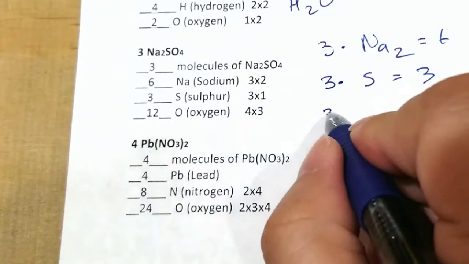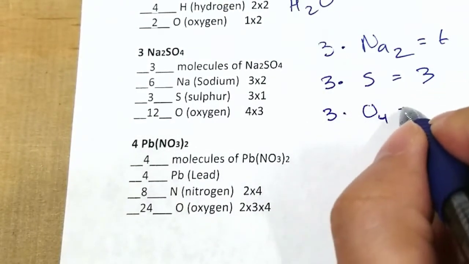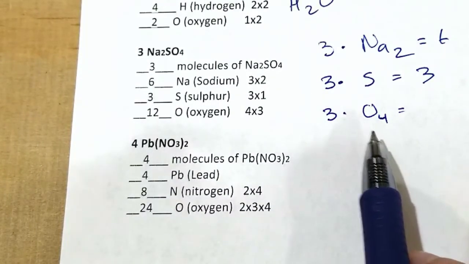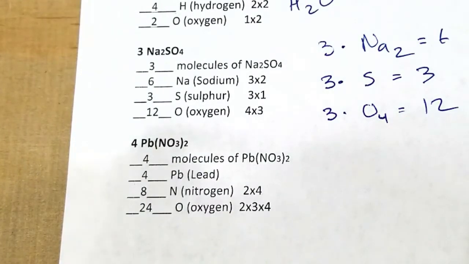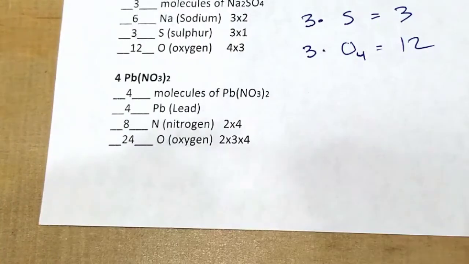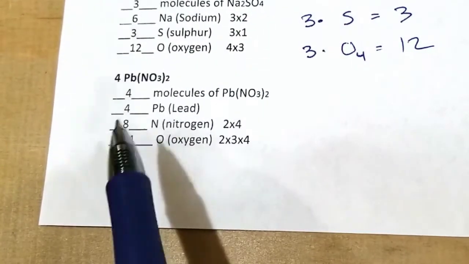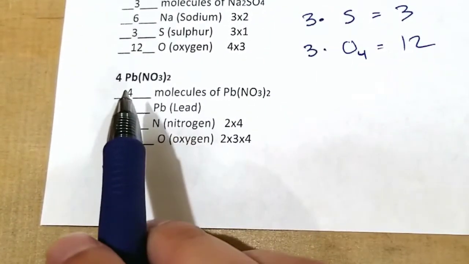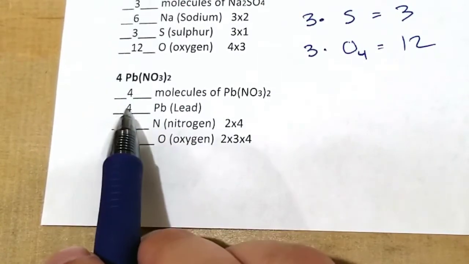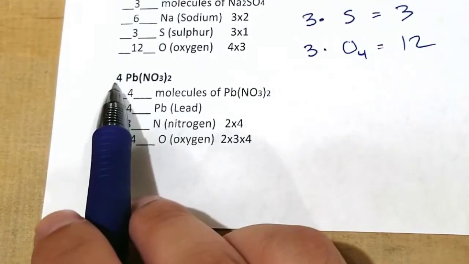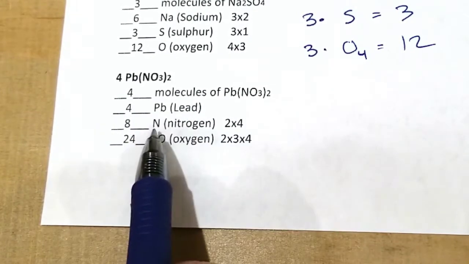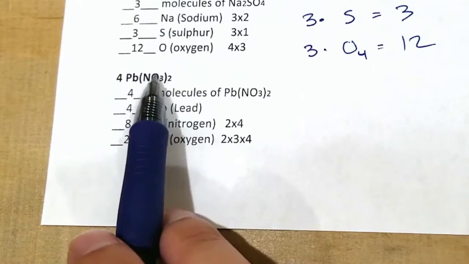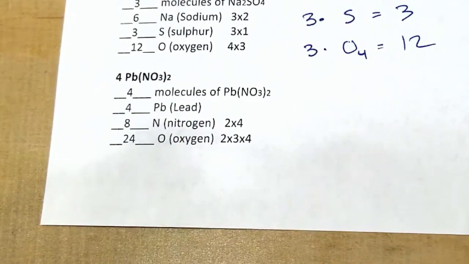And then 3 times the O4. So there's 4 oxygen and there's 3 times of it. It'll give us 12. So again, you can do the quick shortcut by simply multiplying directly. 4 times Pb, that's 4 Pb. 4 times N, which also times 2, that's 8 N. And then 4 times O3 times 2, 24 O. Or you can also write it out.